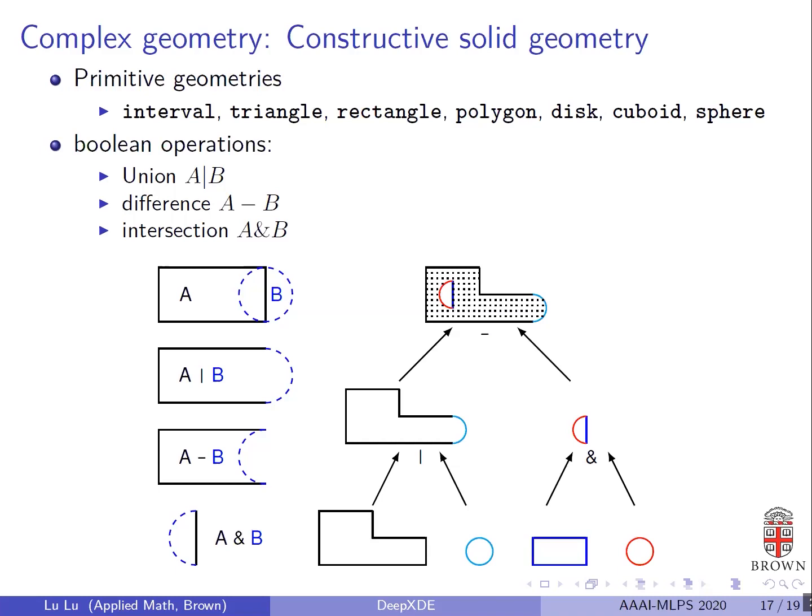One feature of DeepXDE is that it can automatically handle very complicated geometry using a technique called constructive solid geometry. In DeepXDE, here are a few primitive geometries already defined, including 1D interval and 2D triangle, rectangle, polygon, disk, and also 3D cuboid and sphere. So these are a few geometries in 1D, 2D, and 3D already defined.